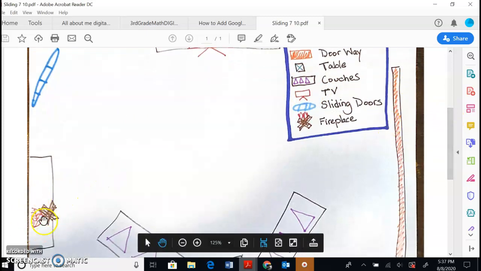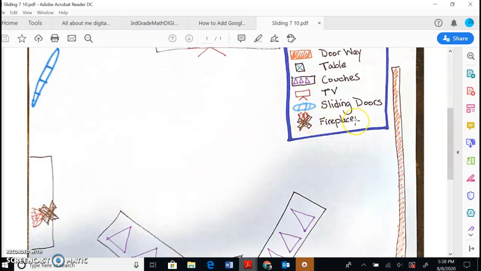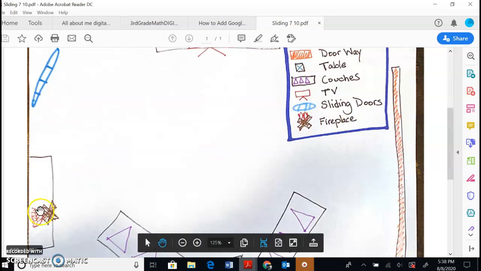If you look down here, I've also drawn a symbol. So in order to find out what is right there, I would go over to my map key, find that picture, and then next to it, write what that symbol means. My fireplace is right here.